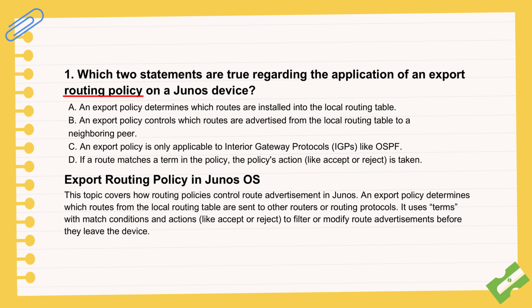Exactly. It's the gatekeeper for outgoing advertisements. It has zero effect on your local routing table. Export policy looks at routes already in your table and decides which ones you're allowed to advertise to a neighbor. Okay, so it filters what you share. Precisely. You might have 1,000 routes locally, but maybe for security or just topology control, you only want to share 10 specific ones with a certain peer. That's where the export policy comes in. You set up terms, match the routes, and apply an action, accept or reject, before the update even leaves your router. Purely outbound control. Got it.